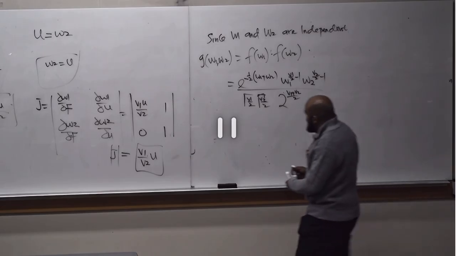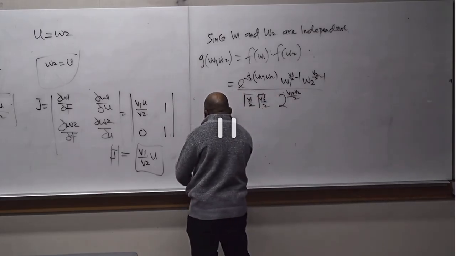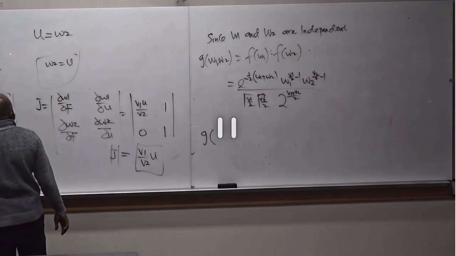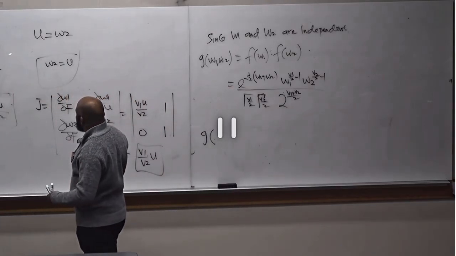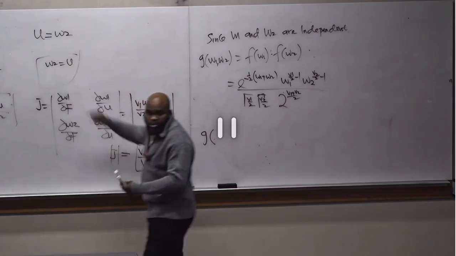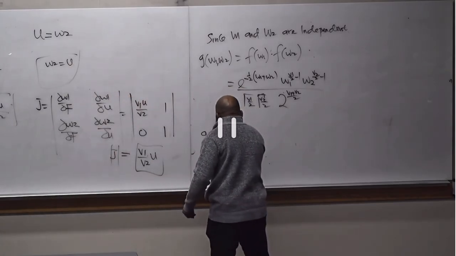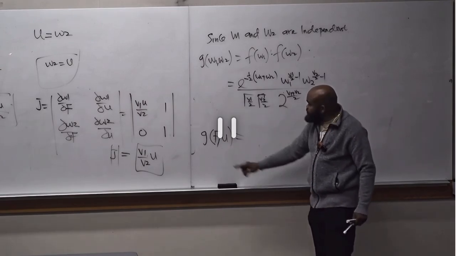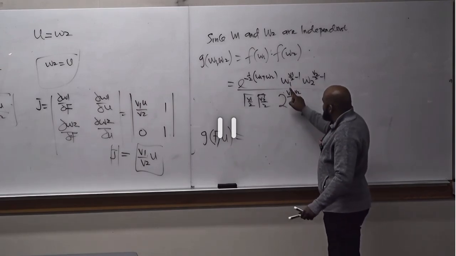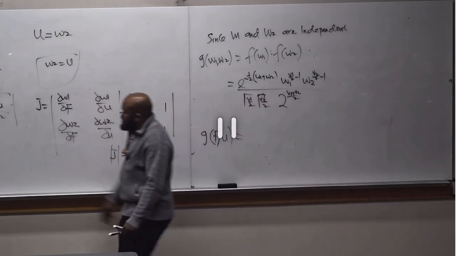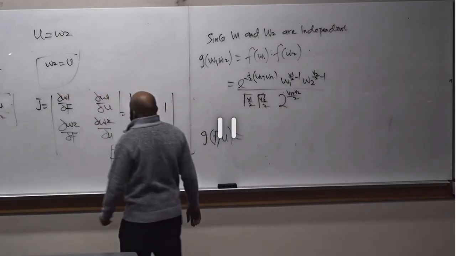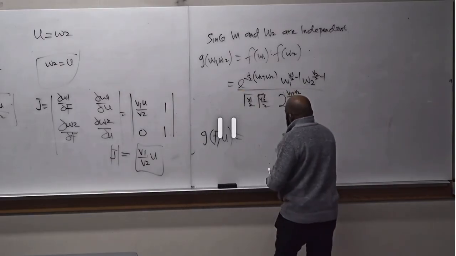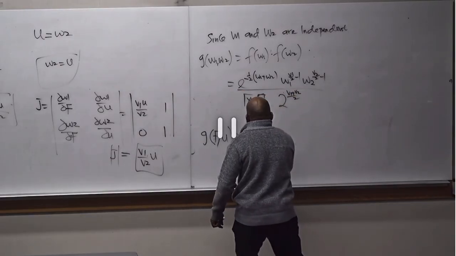So this is the joint of the old variables. Now, what do I want to get? I want to get the joint of the new variables. What are the new variables? The new variables are F and U, right? So G of F and U. If I want to get the joint of the new variables, I'll come here. Wherever I see W1, I plug in this guy. Wherever I see W2, I plug in that guy.